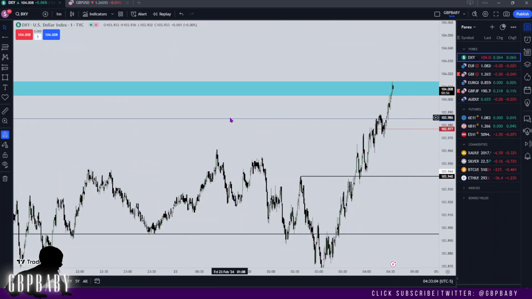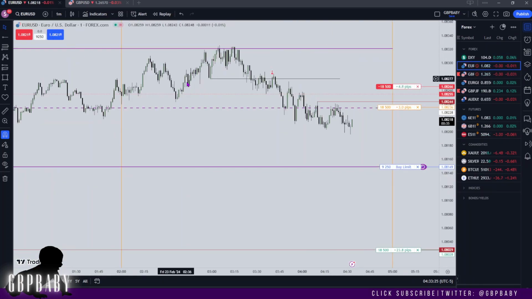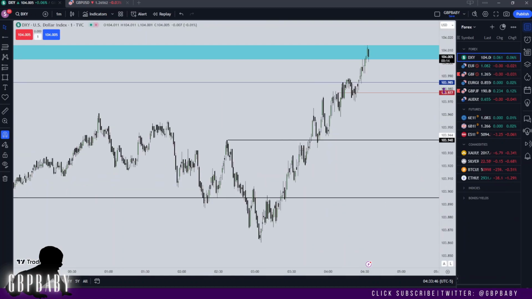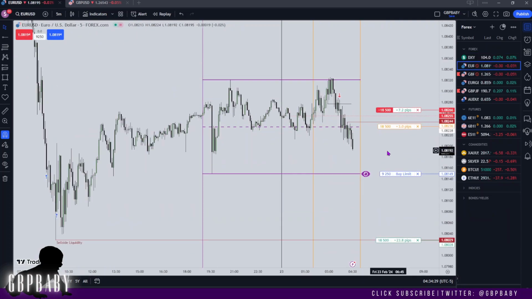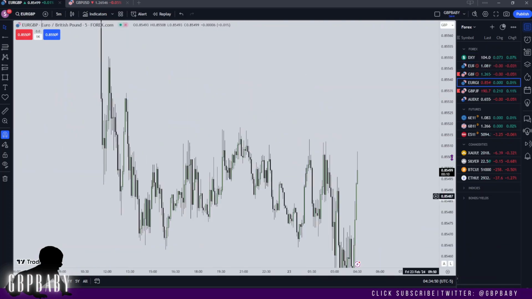You'll also notice I'm trading pound as well at the same time, and pound actually moved way more pips than euro, which is surprising considering euro had the news, so that was interesting to see as well.